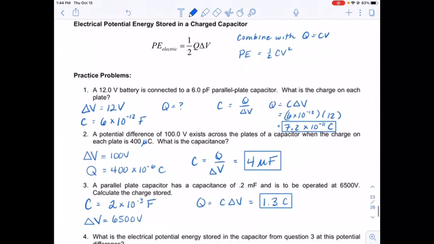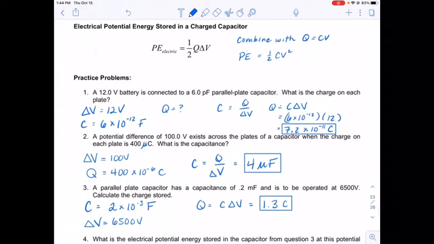Okay, so we can store electrical potential energy in a capacitor. The formula that tells us how much energy is stored is the electric potential energy. Remember, the electric potential energy, which can also be written as U, is 1/2 Q times delta V. We can combine this with the definition of capacitance, which I've rearranged to write Q equals CV, and we can also say that electrical potential energy equals 1/2 CV squared. The way I got that was I took CV, plugged it in here, and then simplified.